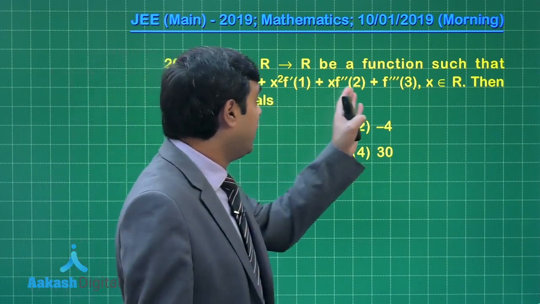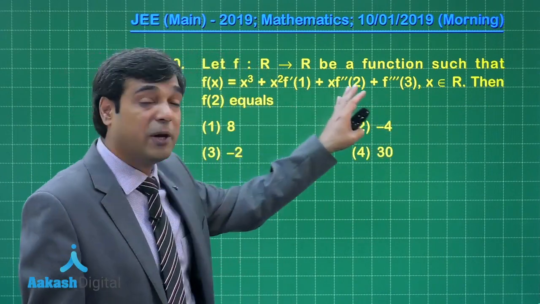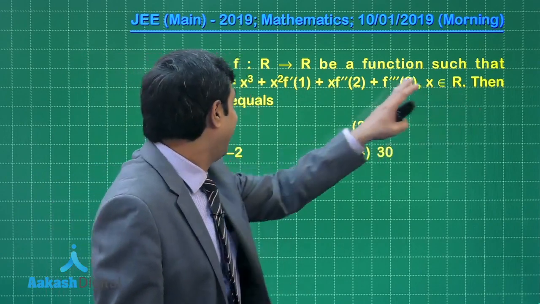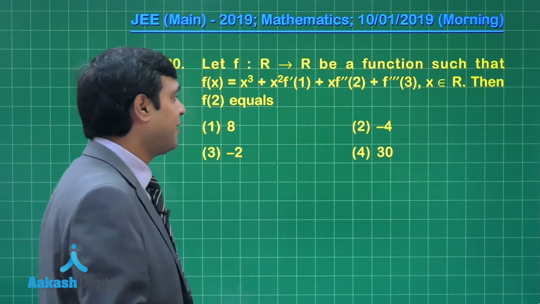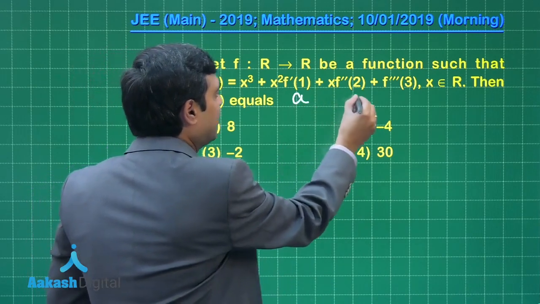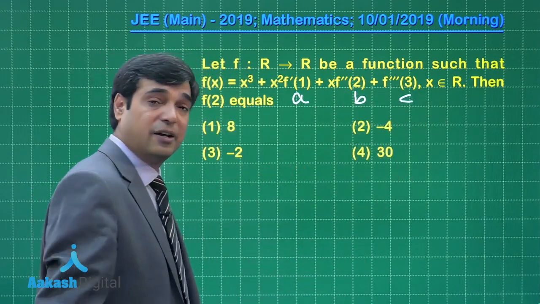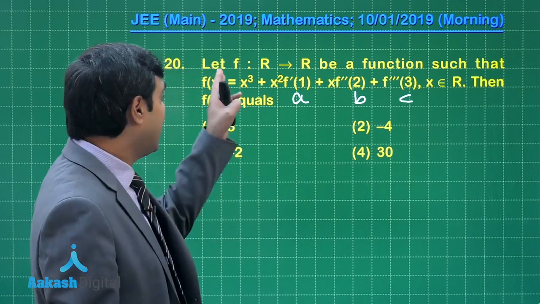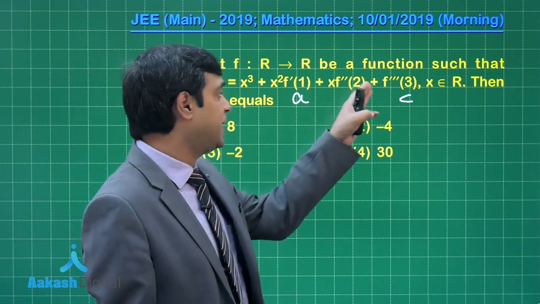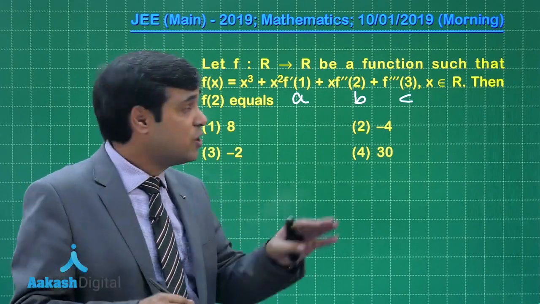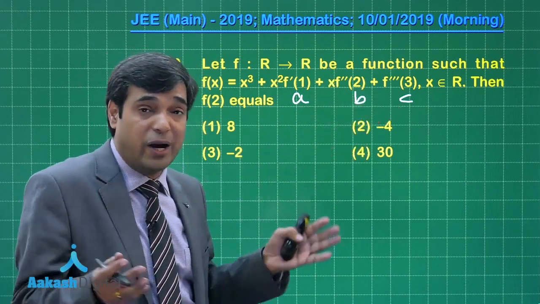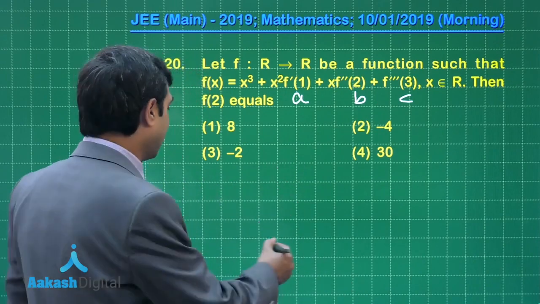A function is given such that f(x) is a cubic polynomial, then f(2) is equal to, for the sake of simplicity, let's start like this. Say this is a, this is b and this is c. So, we have the polynomial like x cube plus ax square plus bx plus c. Now, find the derivative 1, derivative 2, derivative 3, so that you can put the values here and equate to get the final result. Let us begin with this question.